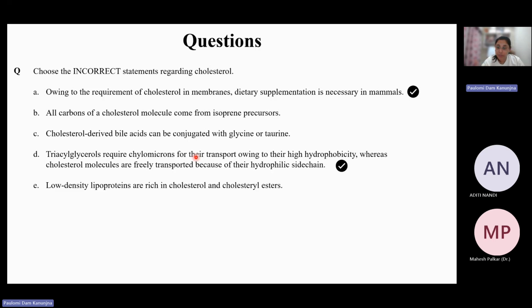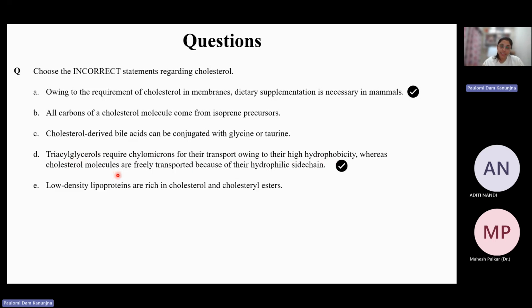Cholesterol, because it is hydrophobic, even though it has this hydrophilic side chain, overall it is hydrophobic. So it is not transported freely. Not cholesterol, not even cholesterol esters, which is the form it is converted to. Neither of these forms is transported freely in the blood. Like for TAGs, you need chylomicrons. For cholesterol also you need chylomicrons, LDLs, and HDLs. These are the proteins I said I will discuss later. This is one of the questions on which we've already discussed previous questions. They are important for the carrying of cholesterol.